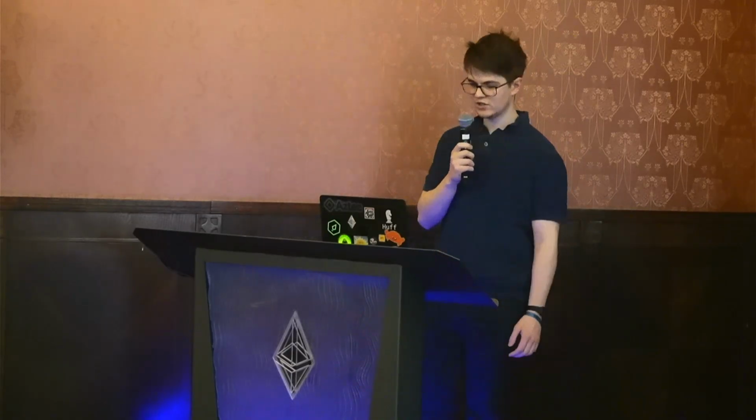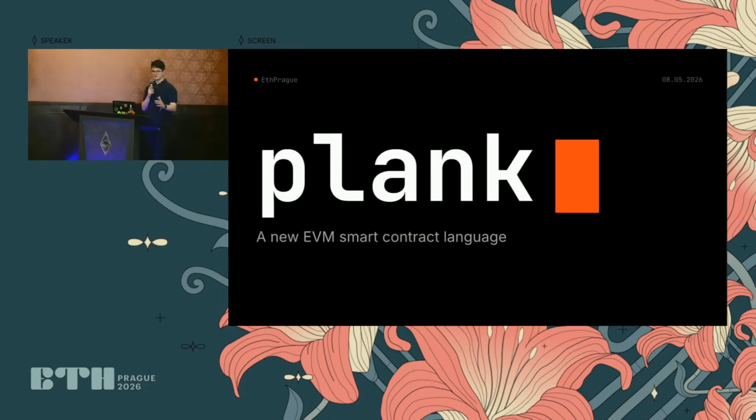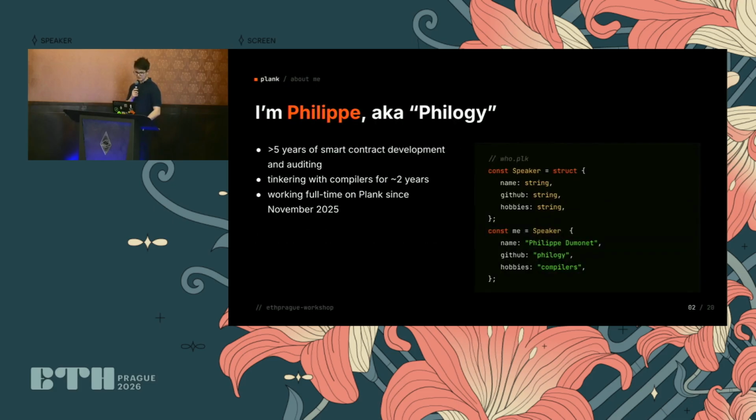So today I'll be talking about Plank, a new EVM smart contract language that I was working on. Martin already gave an intro, but I'll quickly talk about myself and how that relates to the project. I'm Philip, also known as Philogy online, and I've been developing smart contracts and auditing them for more than 5 years now. For the past 2 years, I started tinkering with compilers on the side. And at the end of last year, about 6 months ago, I started working on Plank full-time.